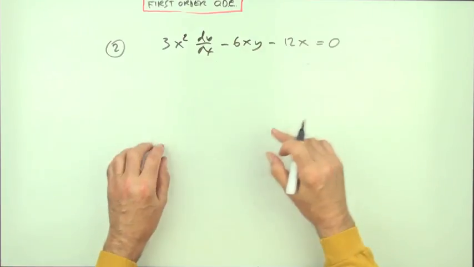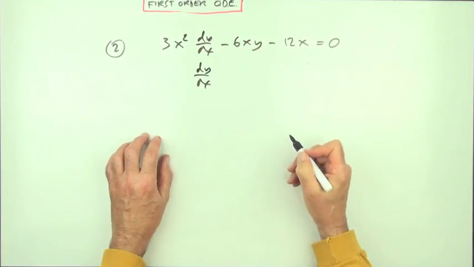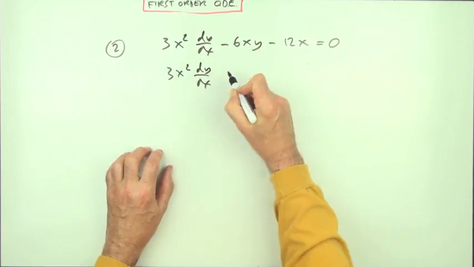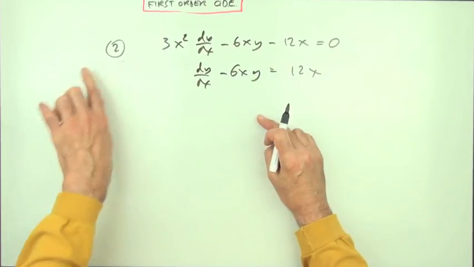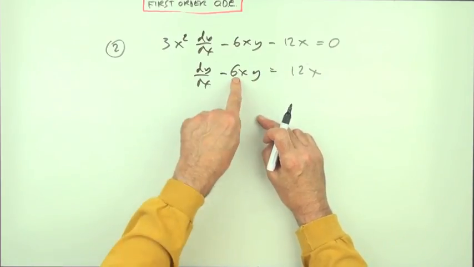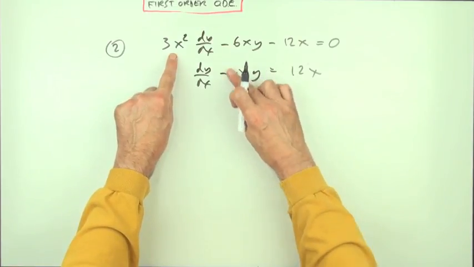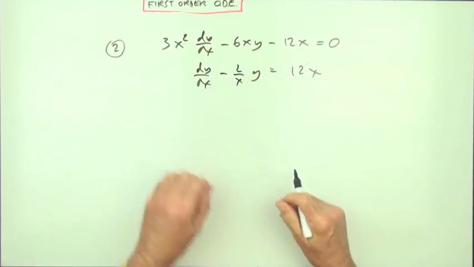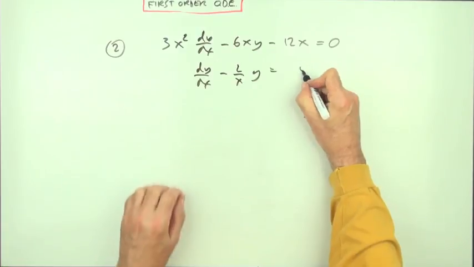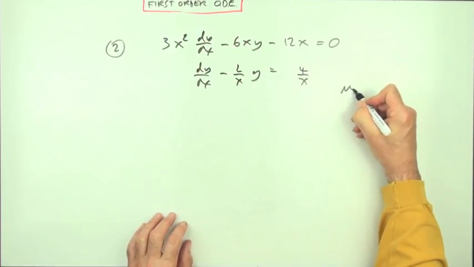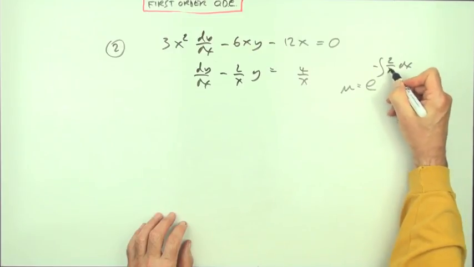It is linear, so you could use an integrating factor. If you were to do it that way, you'd rearrange it into the form of 3x squared dy/dx minus 6xy equals 12x. You would do this. You'd have taken that across and divided it. So 6x over the 3x squared would have given you 2 over x. And 12x over that would have given you 4 over x. And your integrating factor would have been e to the integral of negative 2 upon x dx.